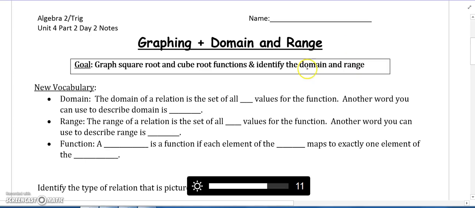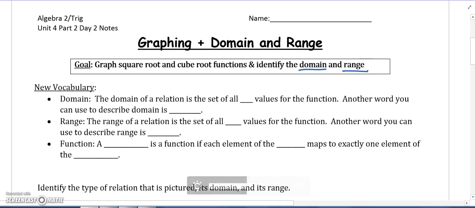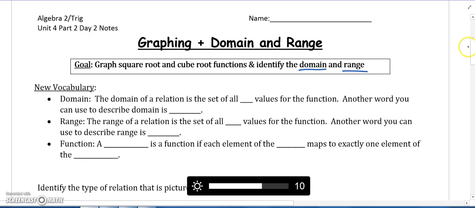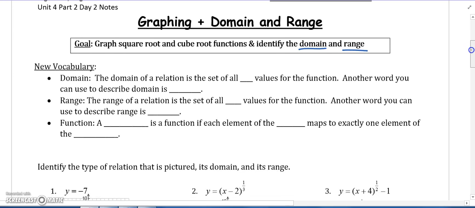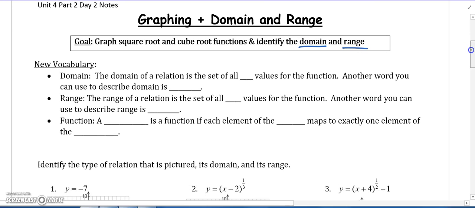We're going to continue talking about graphing square root and cube root functions, but we're going to add one extra new piece, and that's identifying the domain and range. Do you remember hearing those words before in Algebra 1 maybe? If not, we're going to go through it, so don't worry. That's just our big focus for today, understanding how to identify the domain and range.